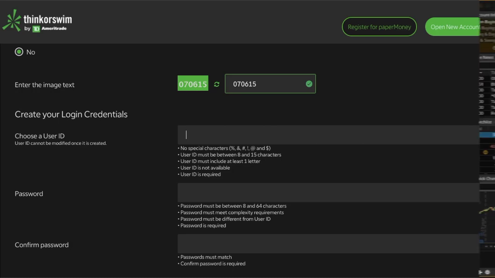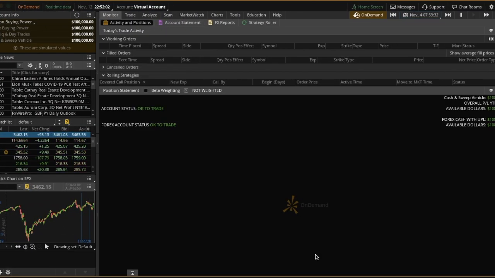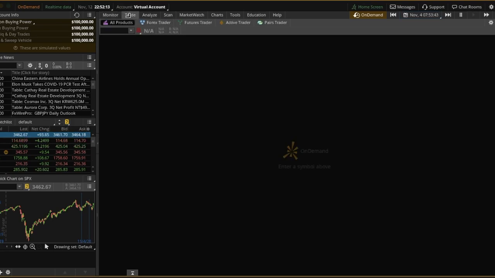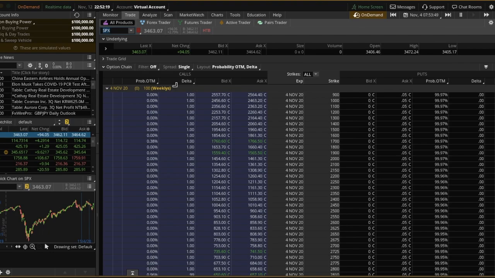Alright, so with that out the way, let's get started. For this video, as I said earlier, we're going to make a 0 DTE credit spread trade on the SPX. So first of all, let's go to the Trade tab. Alright, and then go ahead and type in SPX and press enter. That should bring up a screen like this.